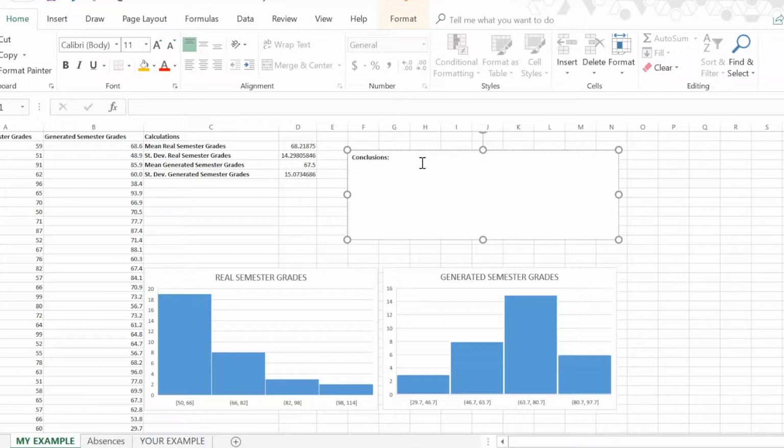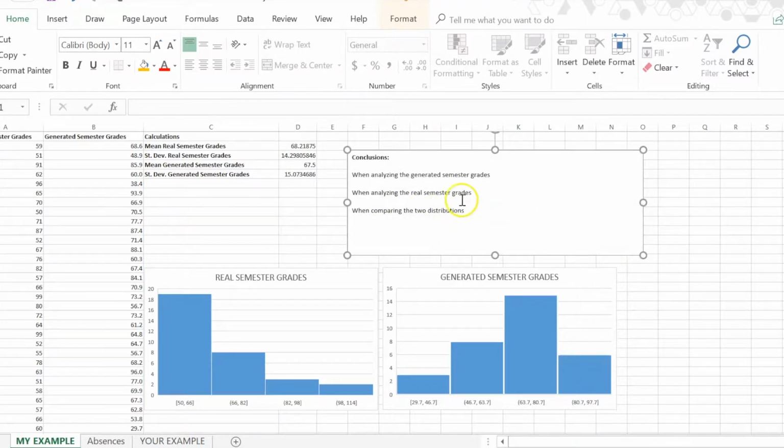When analyzing the generated semester grades, and again, you can use synonymous terms here. So that's going to be my first prompt. My second prompt would be when analyzing the real semester grades. And then lastly, when comparing the 2 distributions. So those are our 3 prompts, and we'll use each of these as our guides. That's how we're going to analyze each of these questions.